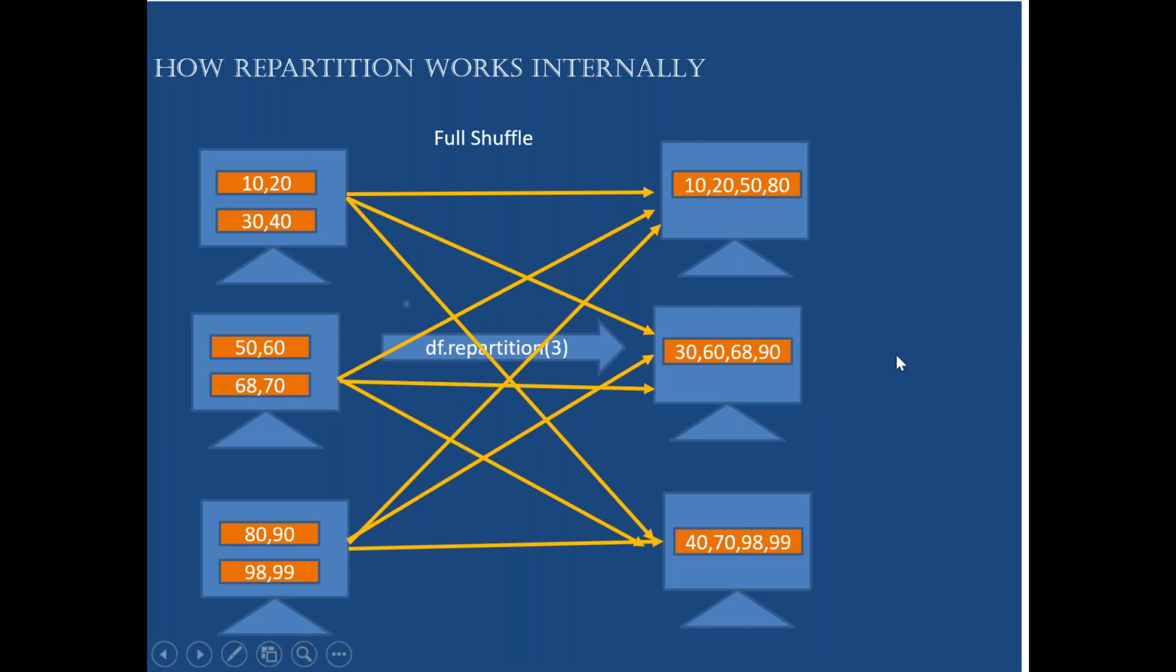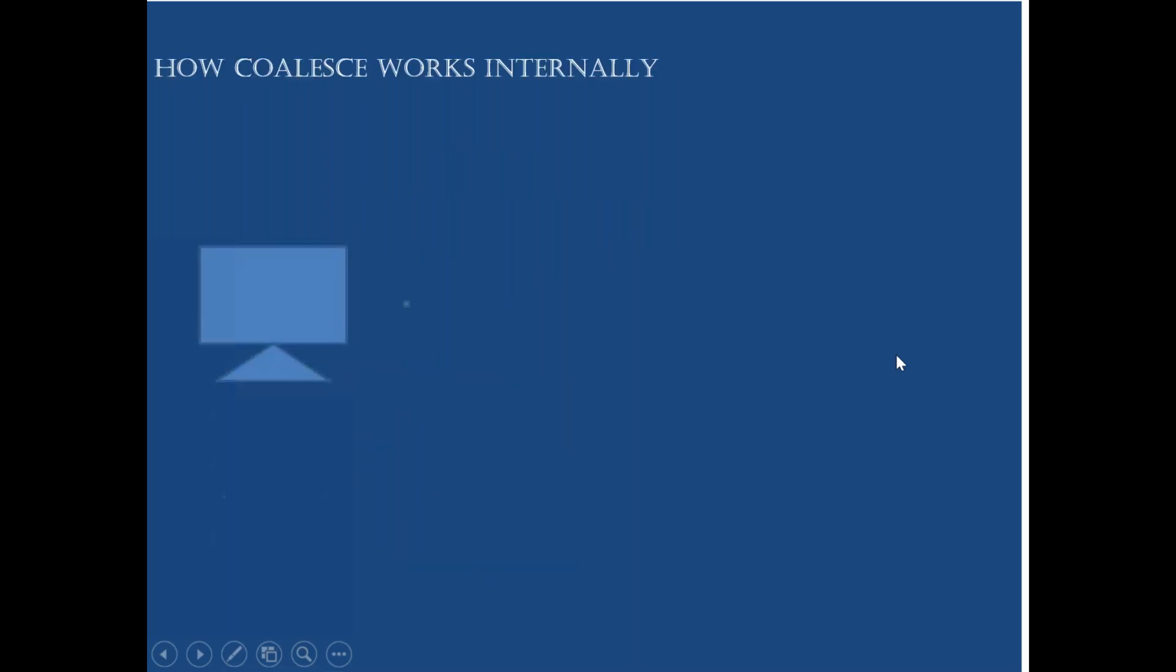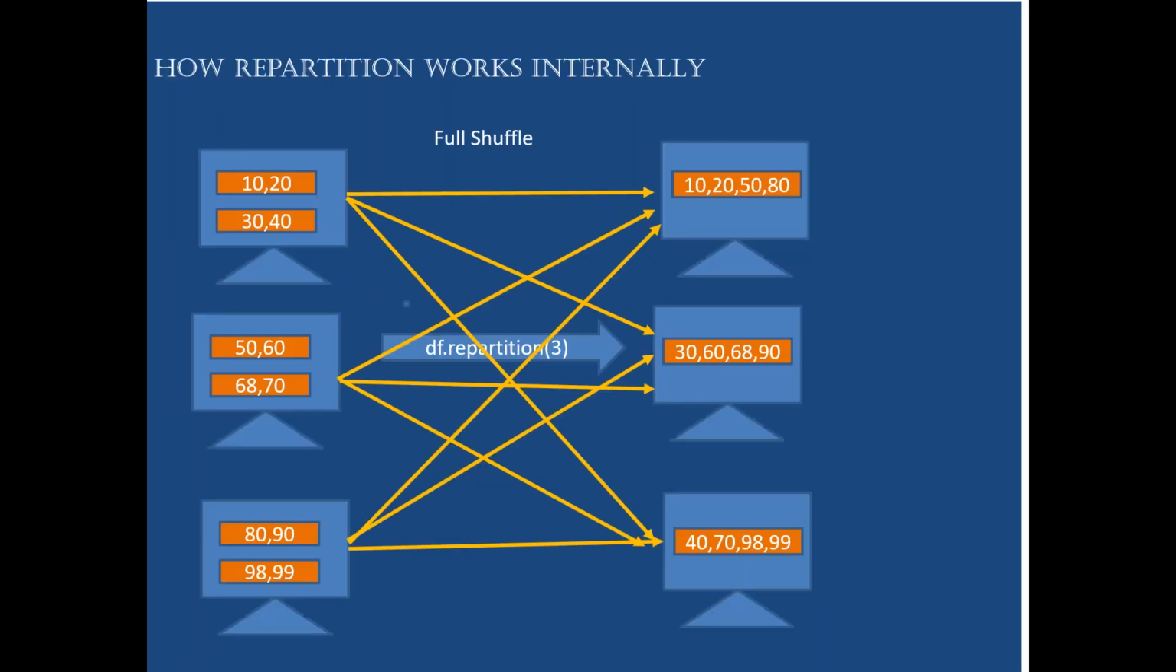Now Coalesce works similarly. Repartition you can use for decreasing or increasing; for increasing, we have only repartition. It will simply increase it. Maybe if we have 10, 20, 30, 40 and you make it 9 partitions, then maybe 3 partitions will be created from here itself. Each partition will get some records from here, some from here, some from here. So increasing is also possible.